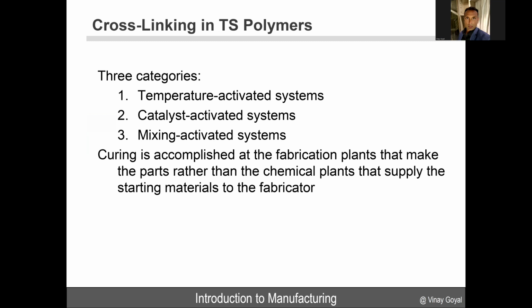The cross-linking in these thermosets has three categories. You have temperature activated systems, catalyst activated systems, and mixing activated systems. Curing in these cases is accomplished at the fabrication plants that make the parts rather than the chemical plants that supply the starting materials to the fabricator.